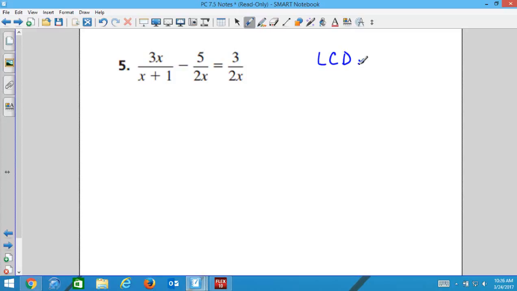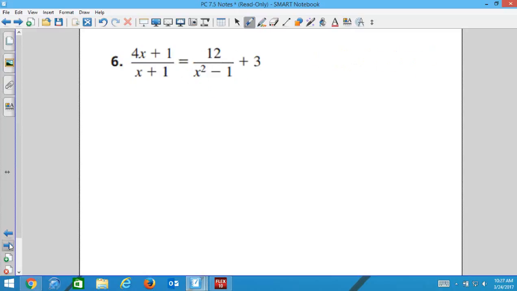Can 2x be factored? Can 2x be factored? Okay, can x plus 1 be factored? Do they have any factors in common? No, x is not a factor of this one, because this is a binomial. So they don't have any factors in common, so the LCD is just the two of them multiplied together. When they have factors in common, it gets a little trickier.